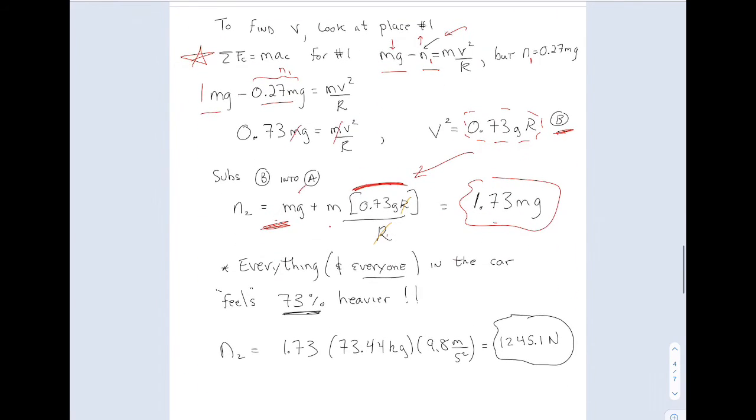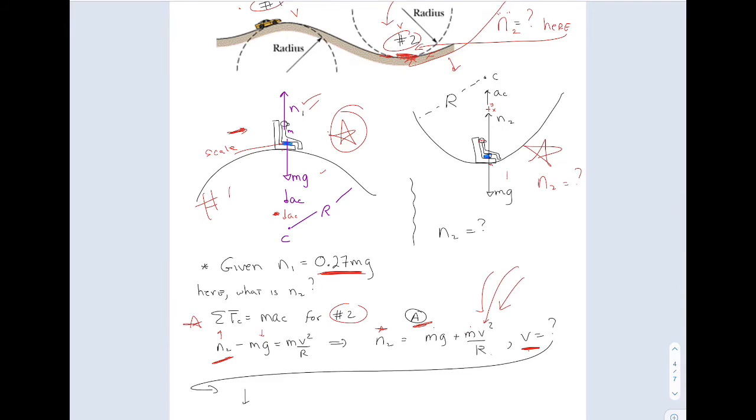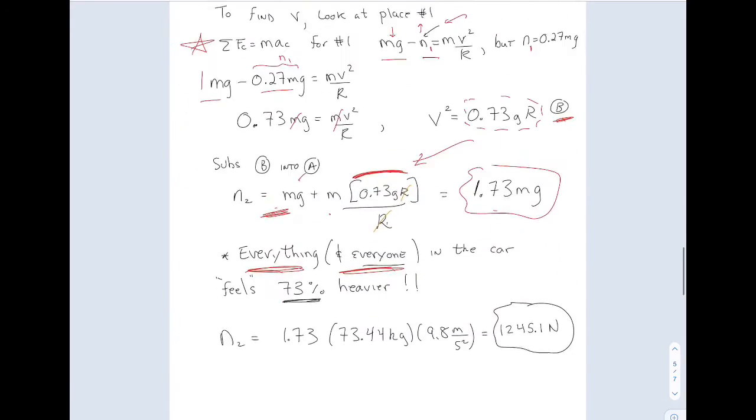Okay. If your backpack was sitting on a seat next to you, I could have drawn the force on the backpack. So everything, every person in the car, feels 73% heavier. If the person weighed 100 pounds, the scale would read 27 pounds here, and the scale would read 173 pounds over there.